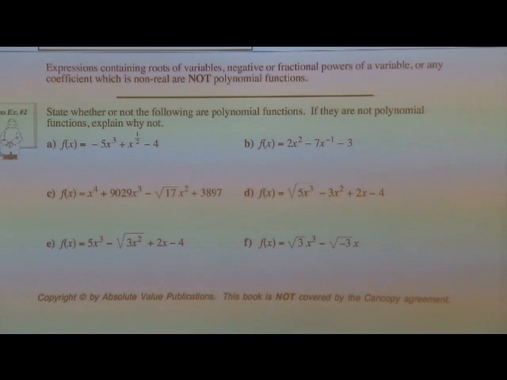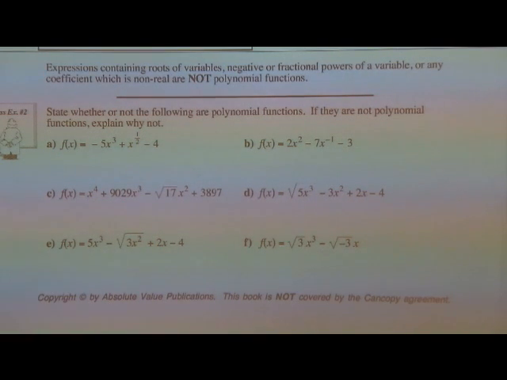And the other thing that we look at is we look at the coefficients and we make sure that they're real numbers. Okay? They can be irrational numbers, so I could have pi times x cubed. That works. But I couldn't have negative root 3 times x cubed, because the square root of negative 3 is not a real number.